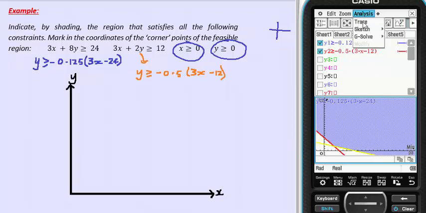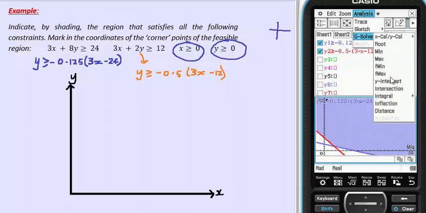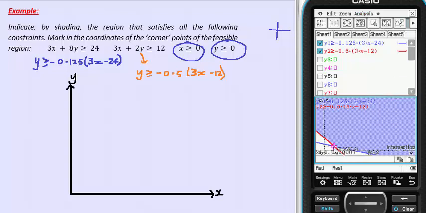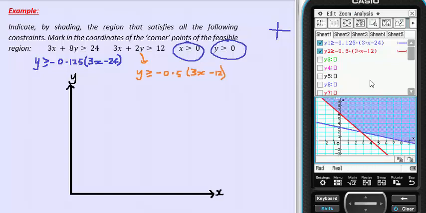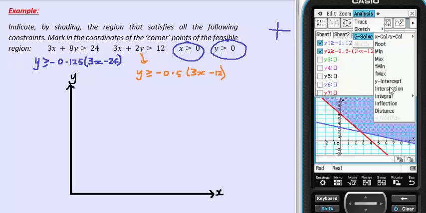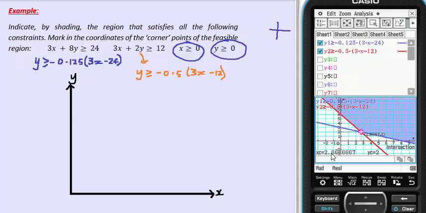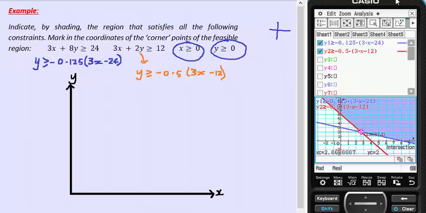So now that I've sketched these, the first thing I'm going to do is go to Analysis, G-Solve and Intersection, and find where they intersect, which is the point here. Now everything's still pretty small. Let's see if we can zoom in maybe. That doesn't help us at all, unless we move our graph across. Let's see, that's better. So now I'm going to go Analysis, G-Solve, and Intersection. And it tells me the intersection is where x is 2.666667 and y is 2. So I'll make note of that in my notes. So the intersection is at 2.67 and 2.